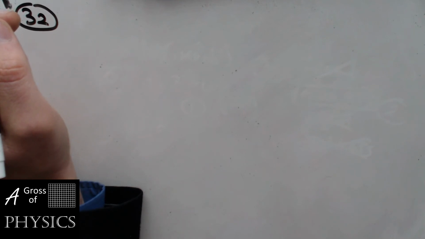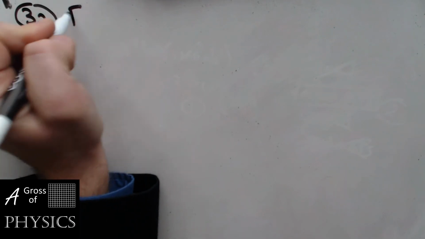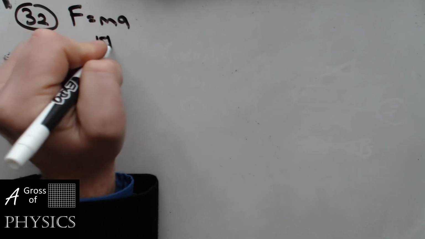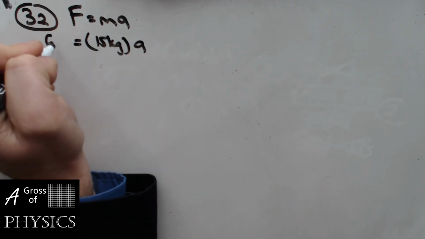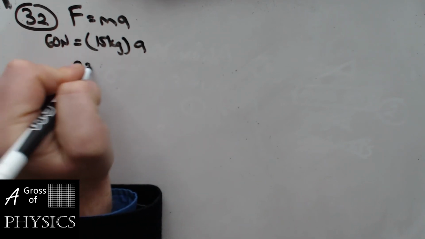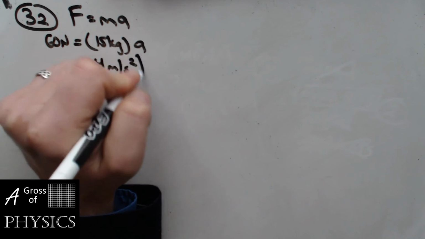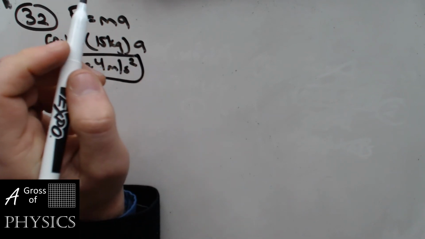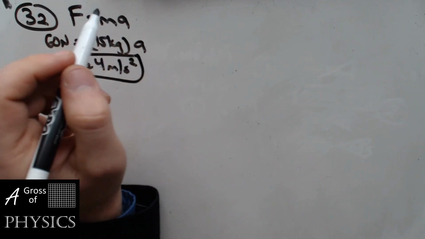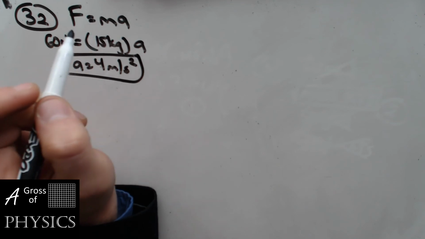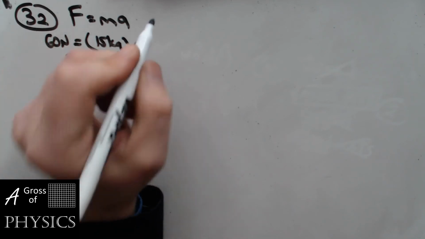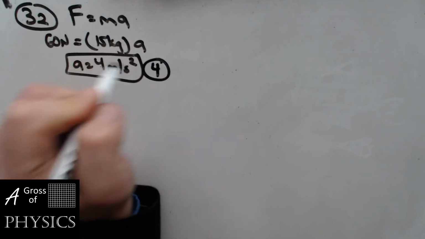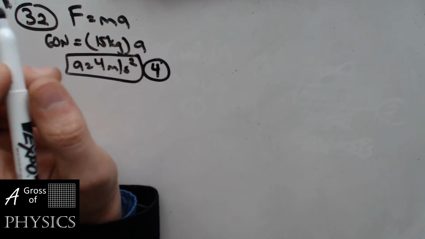All right, 32. A 15 kilogram mass weighs 60 newtons on planet X. So F equals ma. 15 kilograms, a, 60 newtons. So acceleration is 4 meters per second squared. The mass is allowed to fall freely. After 6 seconds, what's the acceleration? Well, acceleration doesn't change. So it stays as 4. So the choice is 4.